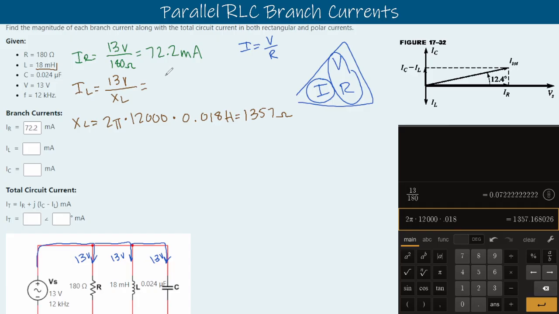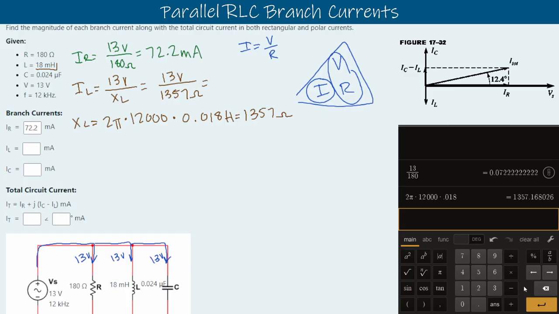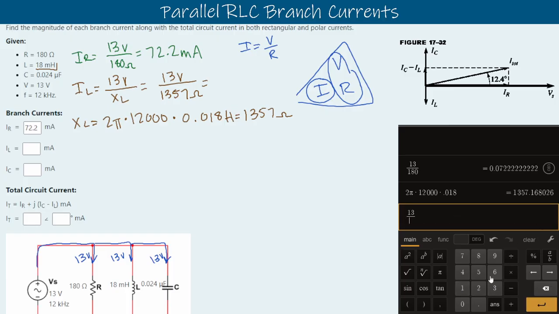Now we're in ohms, we can use Ohm's law. We'll plug in up here. We'll say that we started with 13 volts down that branch. Now we know that our resistance down that inductive branch is 1,357 ohms, and that will give us the current down that branch. So 13 divided by 1357. That gives us a milliamp value. We'll move that decimal point over by 3. We'll get 9.58. And that's milliamps. That's our next number there.